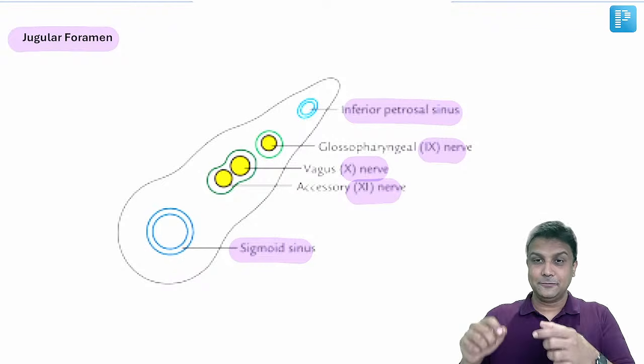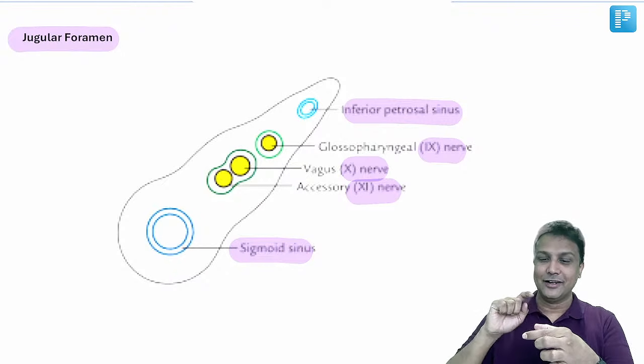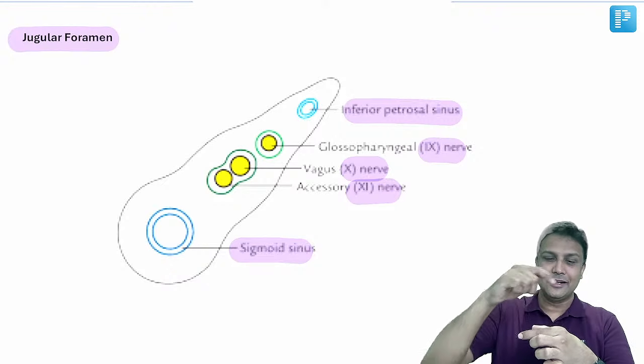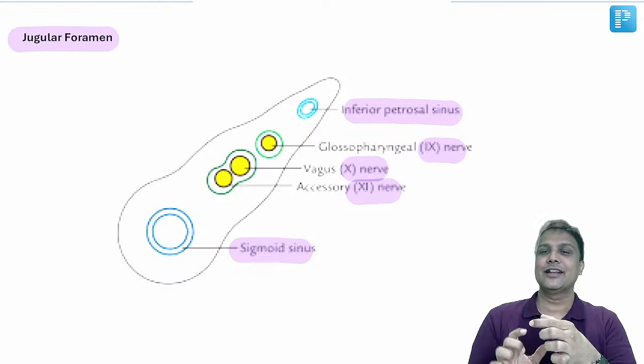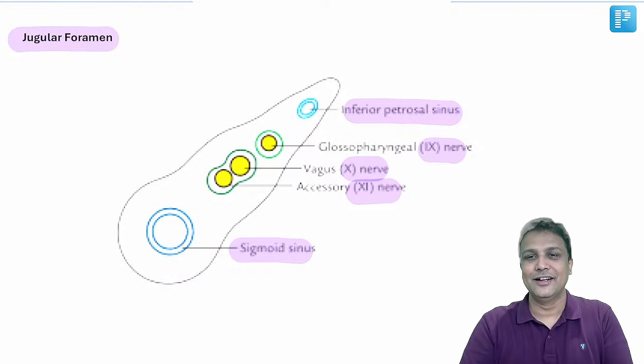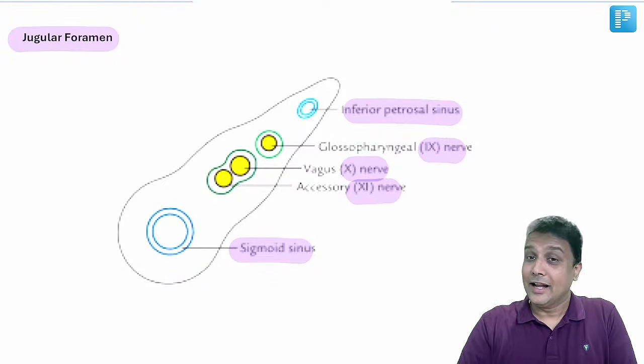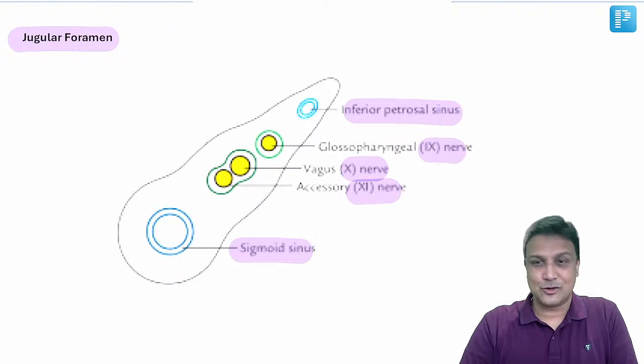Now please look at me here. Suppose this is the jugular foramen here, the inferior petrosal sinus here and the sigmoid sinus, both of them will be passing from here. After passing, they are going to combine and together form the internal jugular vein. That is the reason why this foramen is referred to as the jugular foramen.